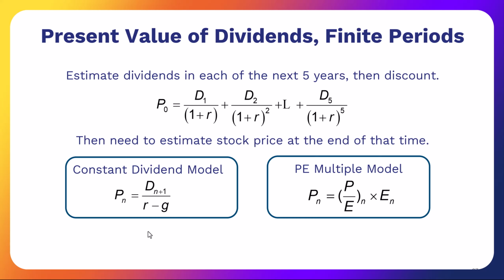Another model that we can use, though, is what we refer to as the PE multiplier, but in general, just multiplier models. If you notice here, the price is the PE ratio multiplied by the earnings of the company. So if we take the PE ratio, multiply it by expected earnings, that gives us, again, a forecast of the price at time period N.